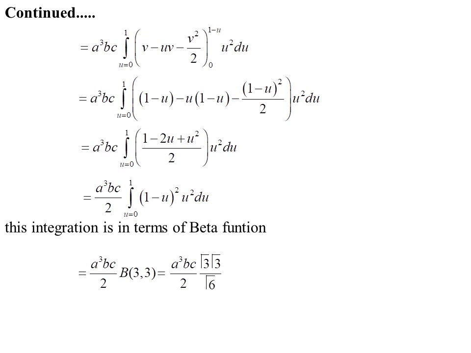and now this can be evaluated in terms of gamma function. We can substitute using the relationship between beta and gamma function. We can simplify this further. A cube bc upon 2 gamma function of 3 into gamma function of 3 upon gamma function of 3 plus 3, that is 6. Evaluate that. Gamma function of 3 is 2 factorial and gamma function of 6 is 5 factorial. So our answer comes out to be a cube bc upon 2 into 2 factorial upon 5 factorial is equal to 4a cube bc upon 240. Therefore the final answer of evaluation we will get as a cube bc upon 60. So this is our answer of the tetrahedron problem.